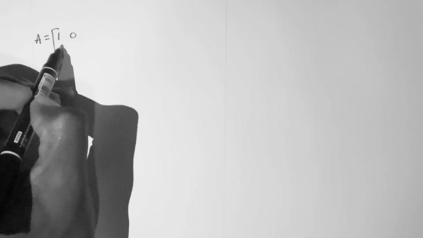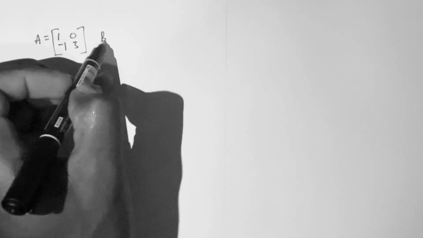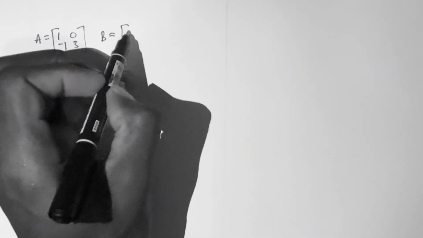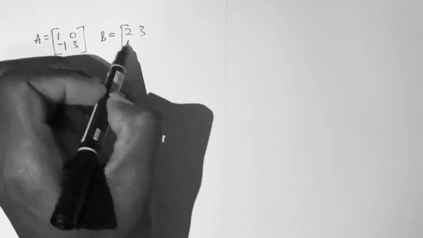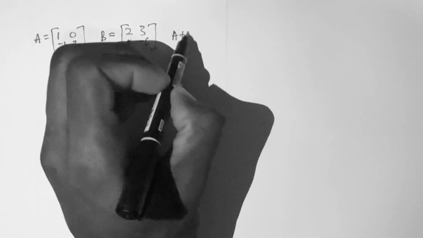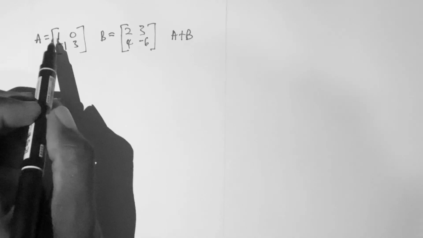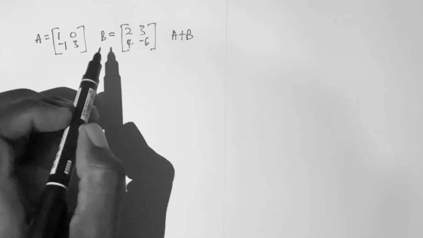So let's assume we have matrix A equals 1, 0, minus 1 and 3. And then let's assume we also have matrix B equals 2, 3, 4, minus 6. What is A plus B? So now to add these two matrices, what we need to do is to add the corresponding terms.